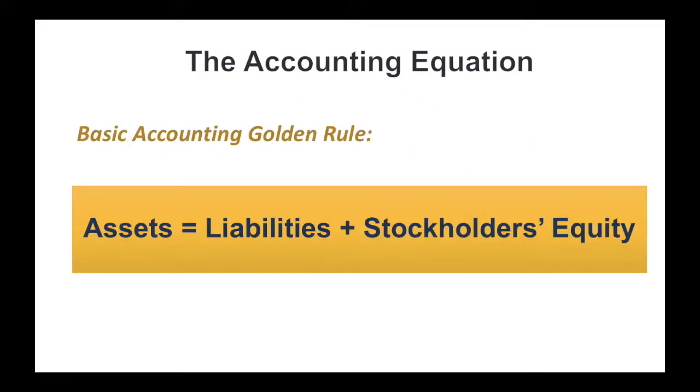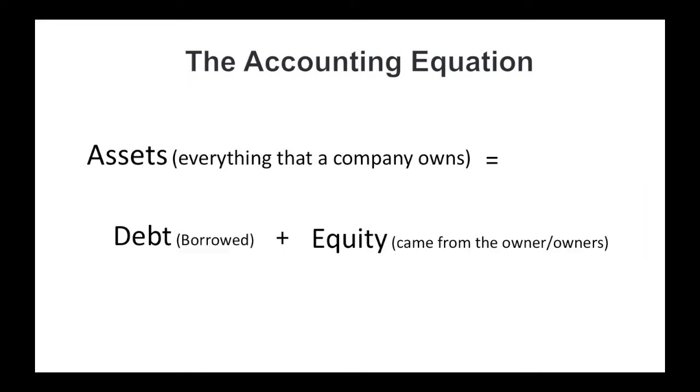Okay, so as the term accounting equation implies, this is an equation and it always needs to balance. We can say that the basic accounting equation is the accounting golden rule, if you like. Essentially, what the equation is saying is that everything that a company owns, so all the assets in a company, must have come from either debt or equity or a combination of both.